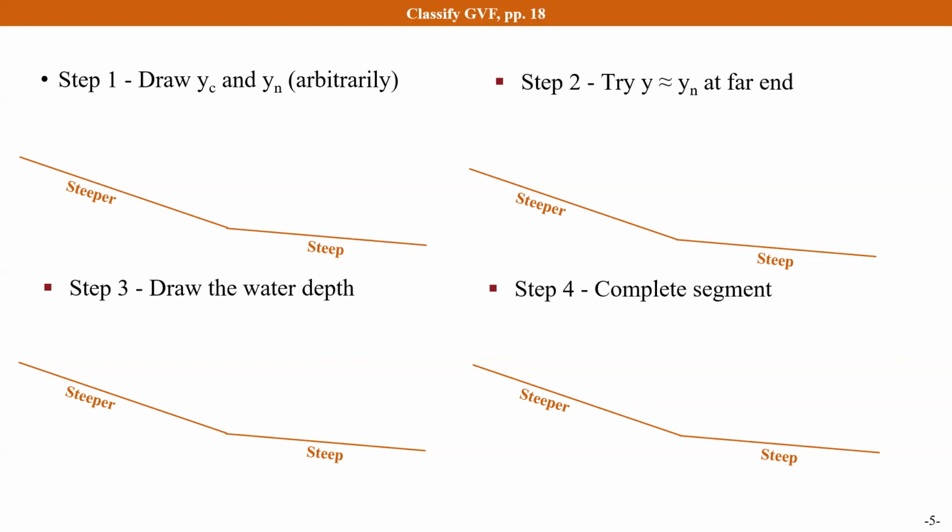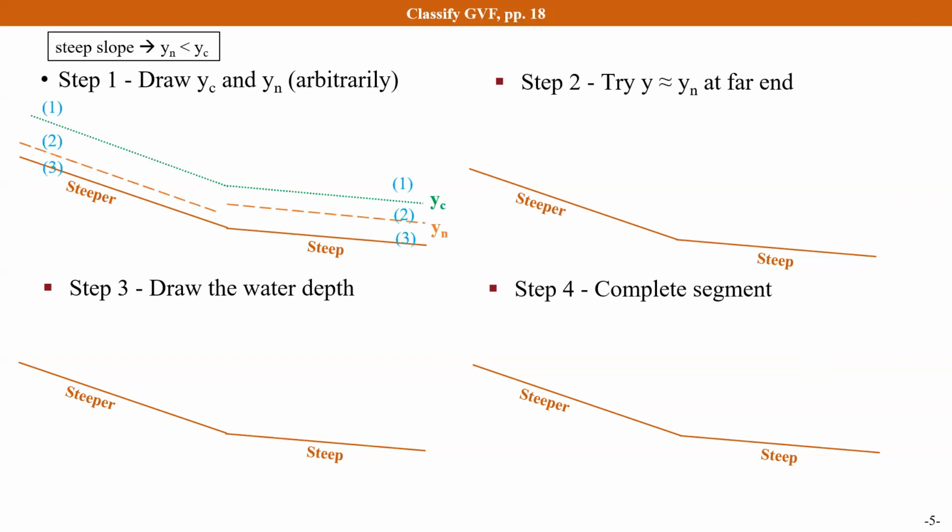Step 1 to solve this problem is to draw the critical depth y sub c and the normal depth y sub n. Let's draw y sub c first because it doesn't change with the slope, which is represented in green. And because it's a steep slope, the normal depth should be lower than the critical depth. And the normal depth in a steeper channel should be lower than the normal depth in the steep channel. Therefore, we draw the normal depth in an orange line.